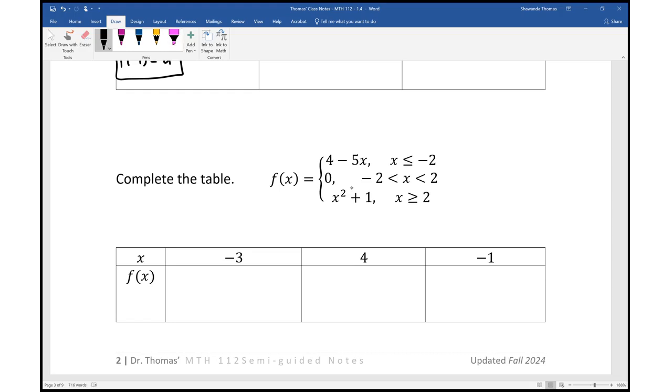Let's look at the table. We have a row of x's. And then we see our f of x. So we need to evaluate each x to figure out what is the f of x. Let's start with x equals -3. If x equals -3, we know that we begin with f of -3.